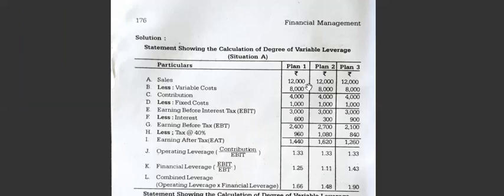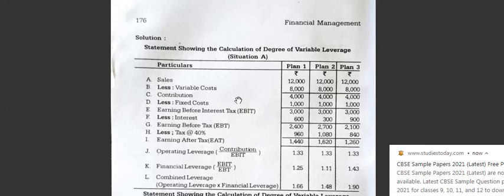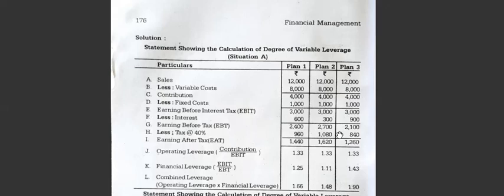Yes, correct, it is 12,000. So sales is 12,000 for all three plans, less variable cost. Variable cost is 66.33%, so you take 66.33% of this value, and you will get 8,000. Deduct it and you will get the contribution. Less fixed cost: we are taking situation A, so in situation A the fixed cost is 1,000. Deduct 1,000.